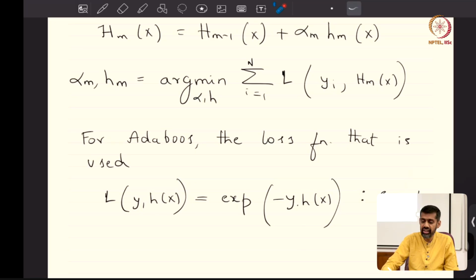Okay, and if y and h of x match, and remember that in our definition y can take values minus 1 and 1. If y is minus 1 and h of x is also minus 1, the loss is lesser, because there is a minus here. If these two match, then you have lower loss. If these two do not match, then you have higher loss. So this is a valid loss function.